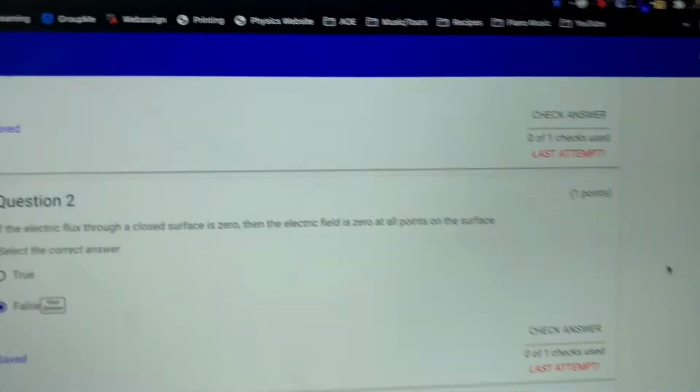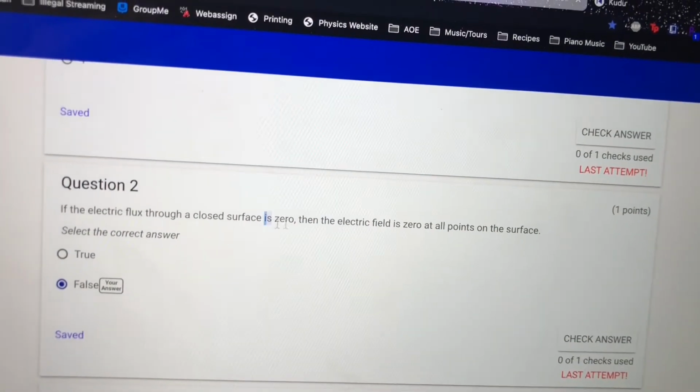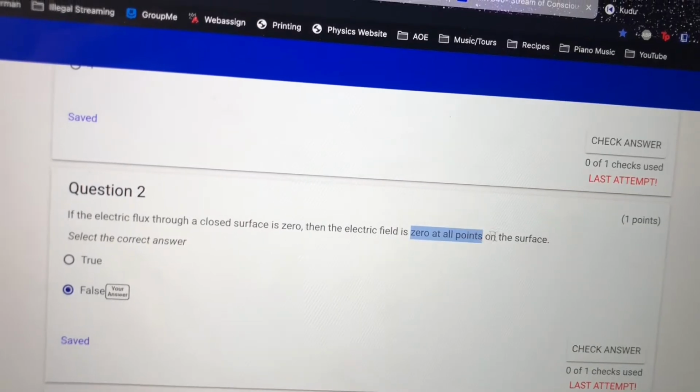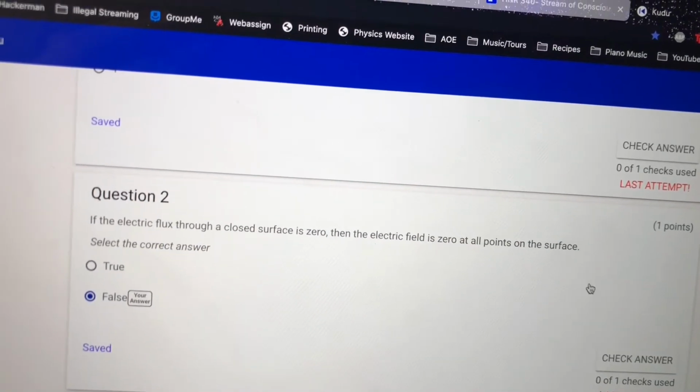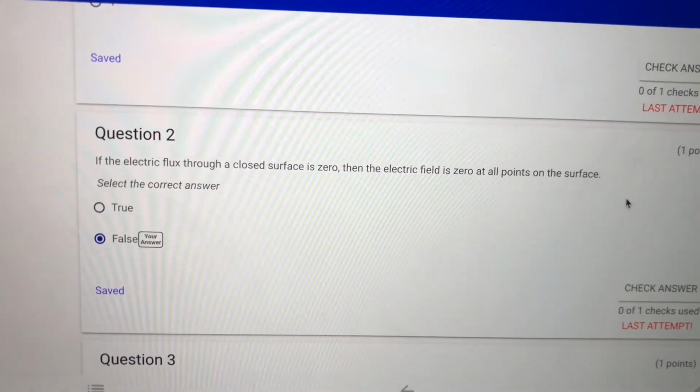But the electric field at this point on the surface still has a value. It just cancels with this value. So the electric field at the point is not 0, but the total electric flux passing through the entire closed surface is 0. So that's why this is false. It doesn't have to be 0 at all points.